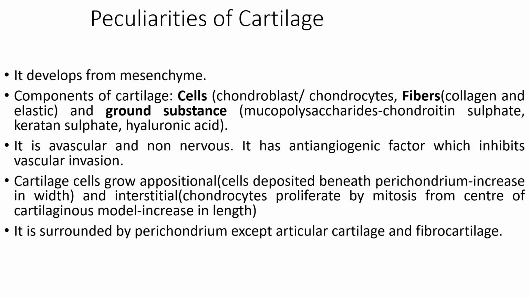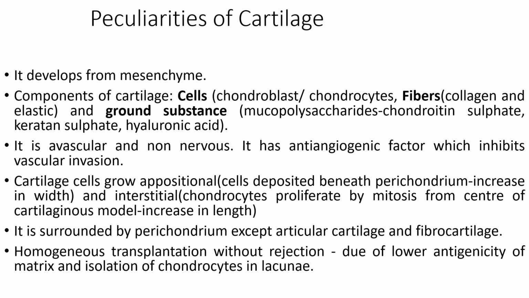Then the cartilage is surrounded by a fibrovascular membrane known as perichondrium. So the perichondrium covers the cartilage except for the articular cartilage and fibrocartilage. In these two varieties, the perichondrium is absent. Then homogeneous transplantation without rejection occurs in case of cartilage because the cartilages have lower antigenicity of matrix, and also there is isolation of chondrocytes in the lacunae.